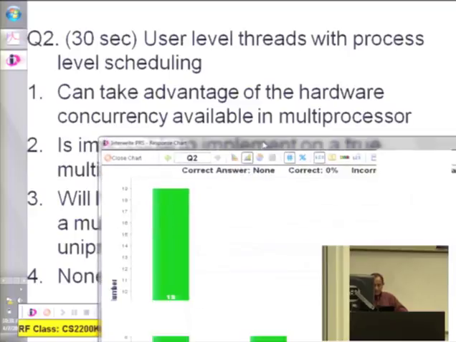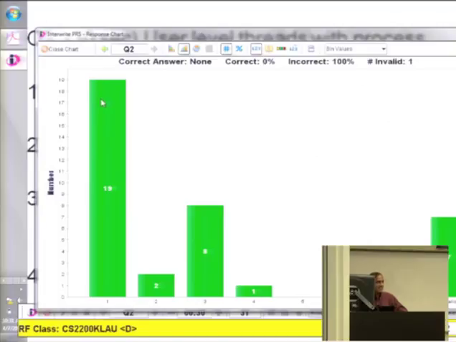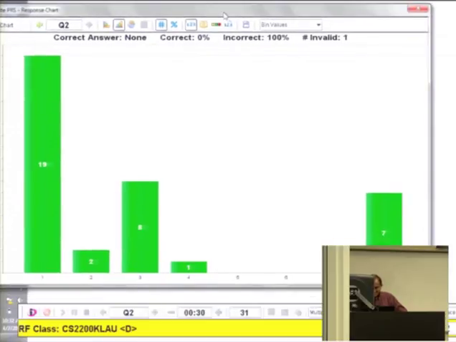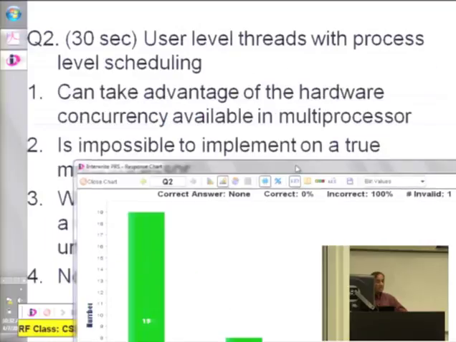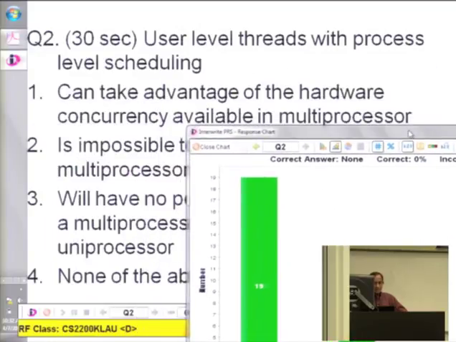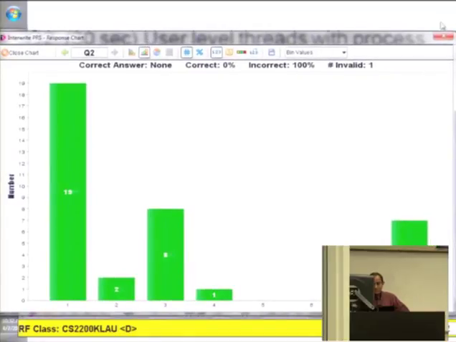So 3 is the right answer. Quite a few of you chose 1, but that's not right, unfortunately. Unless the operating system knows about threads, you cannot take advantage of the hardware concurrency. Everybody with me here on this? Okay. And not too many people chose 3, so I'm worried. And 7 is invalid. Yeah, quite a few got it wrong. So make sure that you understand these concepts, because I'm going to test you on the final exam.